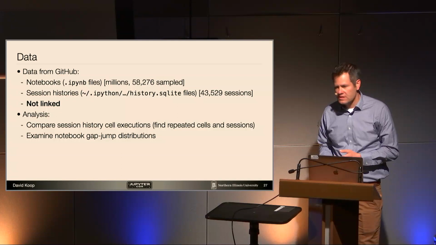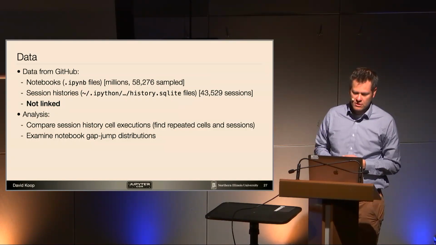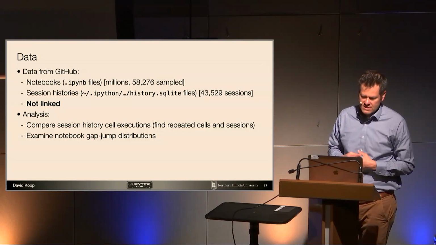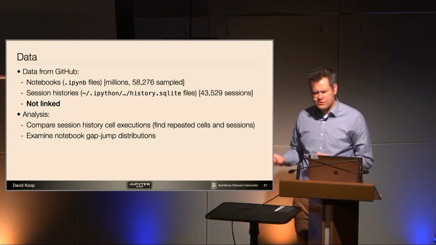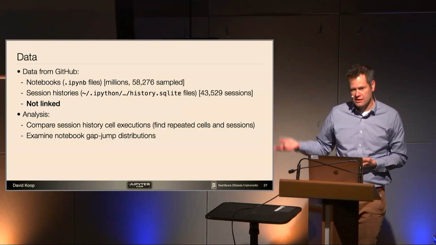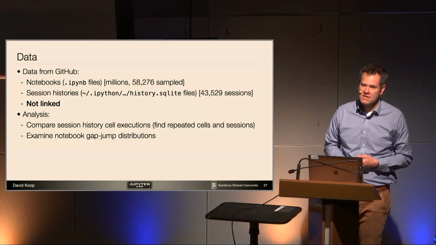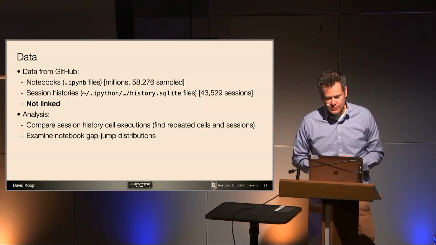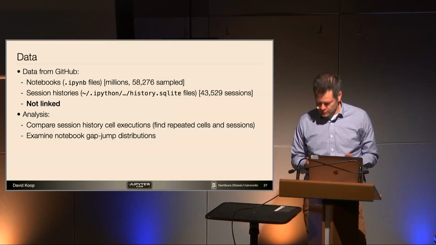So what we can do is grab some data. GitHub's a great source for this. They have lots of notebooks. We heard about that in the keynote on Wednesday. And they also have some session histories. Turns out people store their dot files in GitHub, and that includes .ipython directories, which includes some history.sqlite files, which could be a security issue.